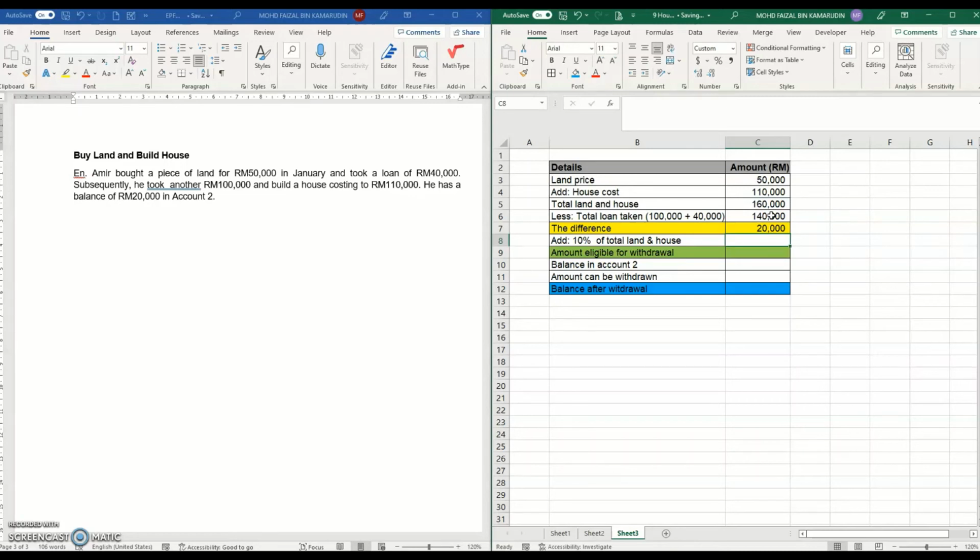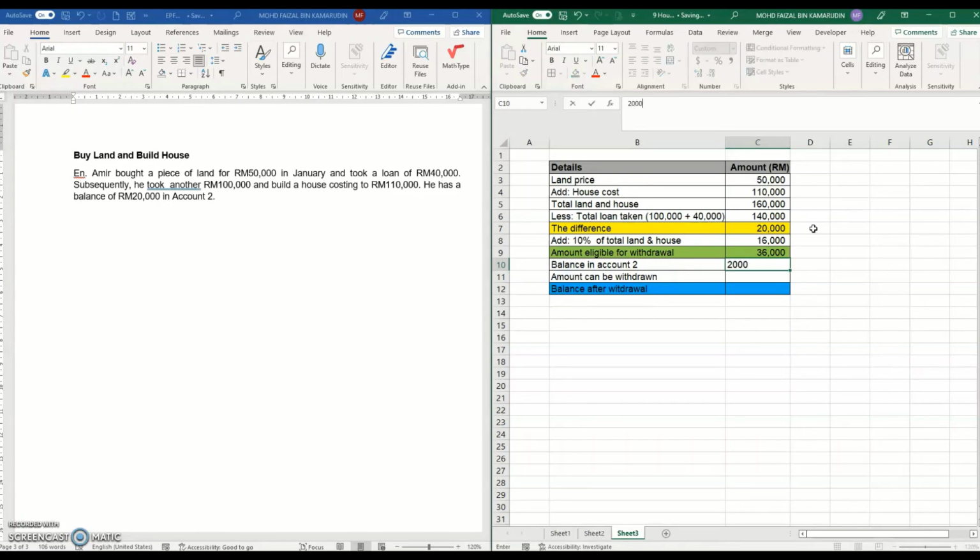We add 10% of the total land and house. Careful, from here. So we add 10% of the total, I mean the total of land and house, equal to 10% times this figure. So then he is entitled to withdraw. The amount eligible for withdrawal is the difference plus 10% of the total land and house. So then we get 36. He is eligible to withdraw 36.